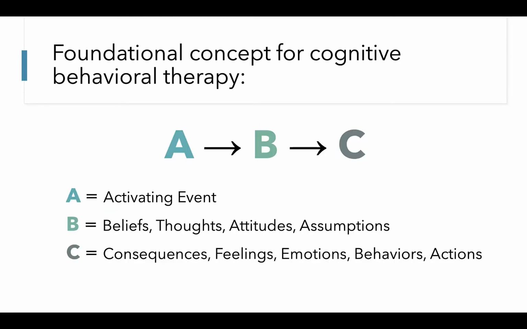A foundational concept for cognitive behavioral therapy is this ABC chain of events. A represents an activating event, something that happens to an individual. B represents that individual's beliefs, thoughts, attitudes, or assumptions that they have in response to that activating event. C is then the consequences, feelings, emotions, behaviors, or actions that follow the beliefs, thoughts, attitudes, and assumptions that arise in response to that activating event.